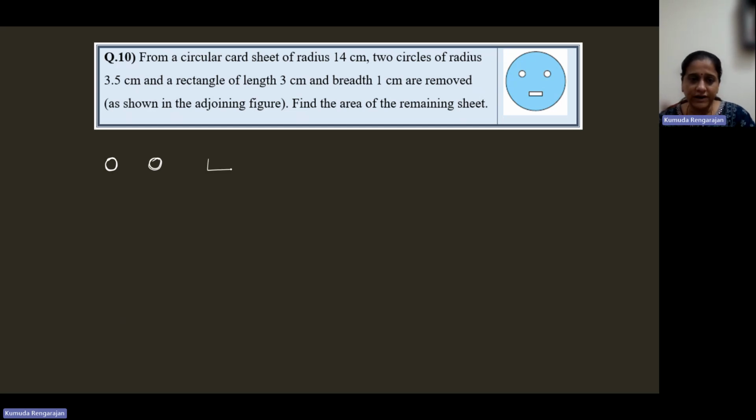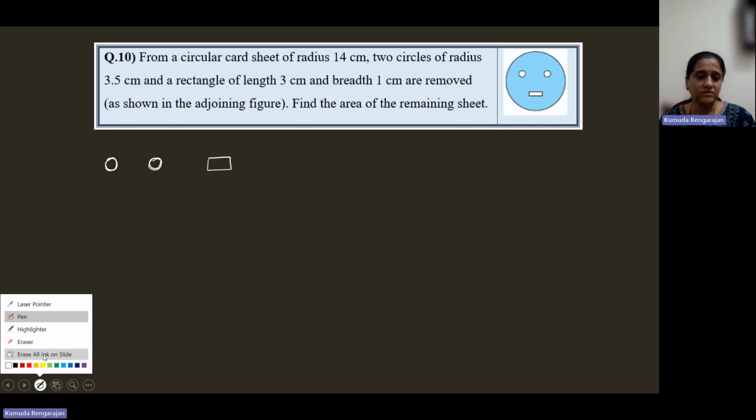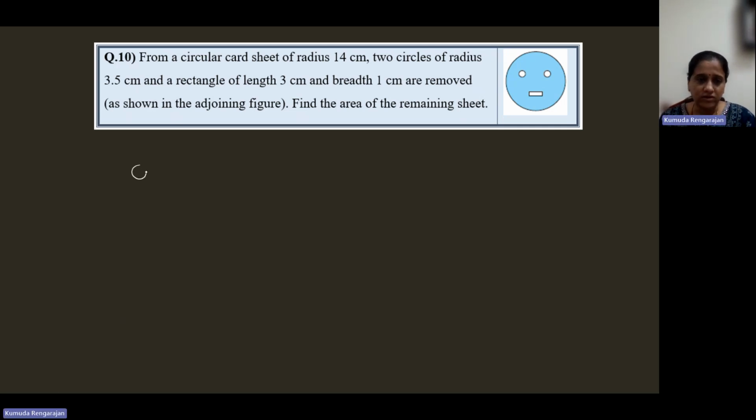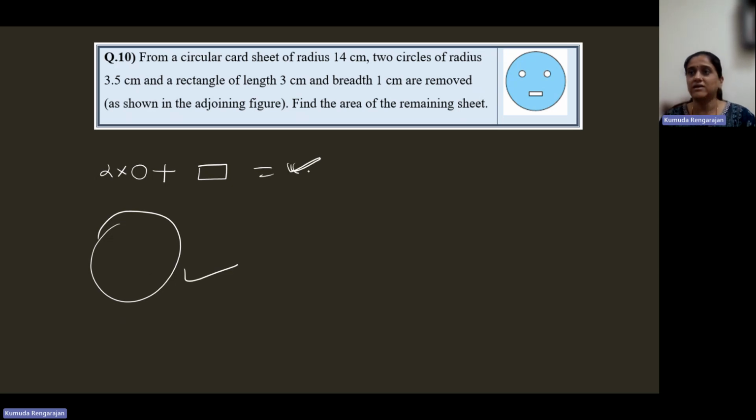Then find the area of the rectangle. Let me write it like this. Find the area of one small circle and multiply that by 2. You'll get the area of the two circles. Then find the area of the rectangle. Now add these two because you're removing both, right? You're removing two circles and one rectangle, all these three. So add these two areas and have that answer. Find the area of the full circle. The area of this full circle minus this area will be the area of the remaining sheet.